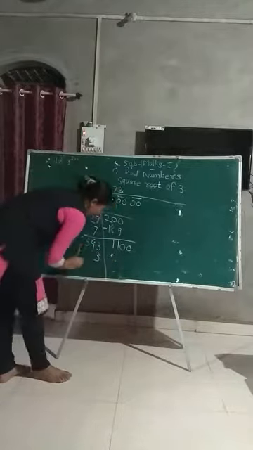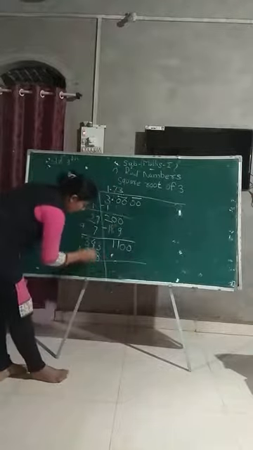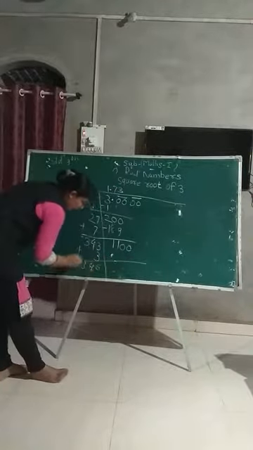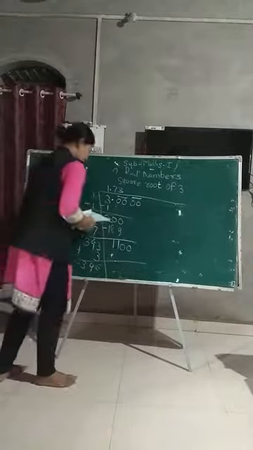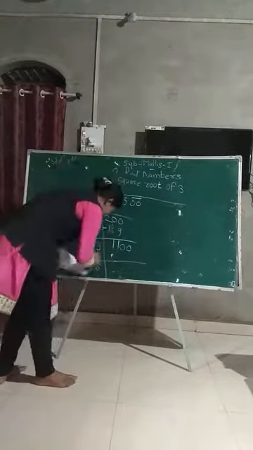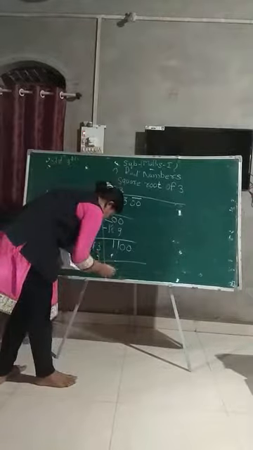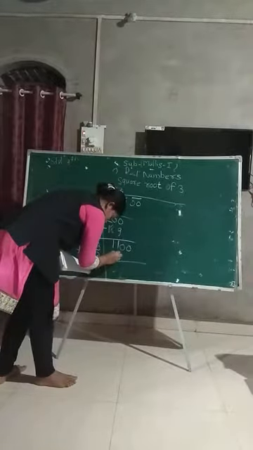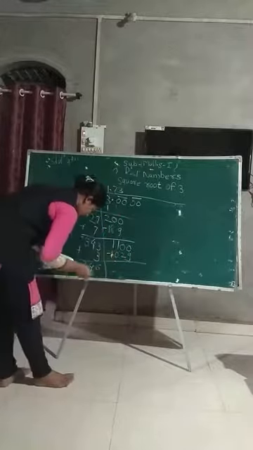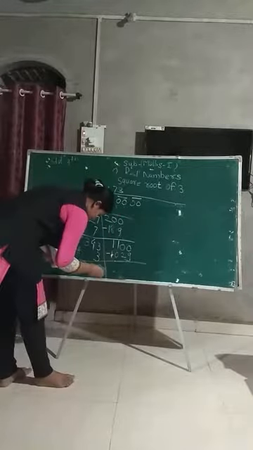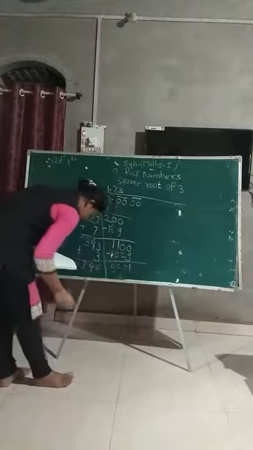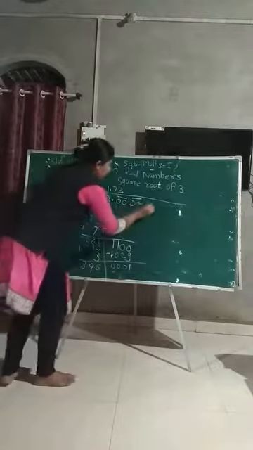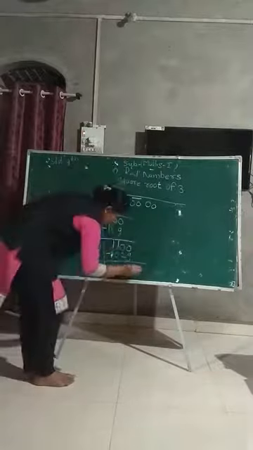So here we do addition. 3 plus 3 is 6, then 4, 3. Multiplication of 343 into 3 is 1029. Subtracting, the answer is 0071. Take 2 zeros. Here also take 2 zeros.